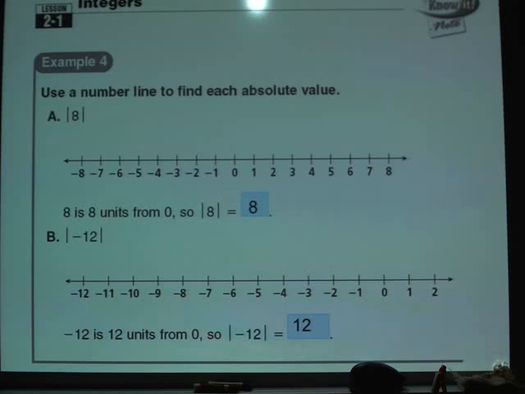That's what absolute value is. Absolute value is the number of jumps it would take to reach 0 from a given number, or the opposite direction from 0 to a given number. Because it's a distance, it's always positive.